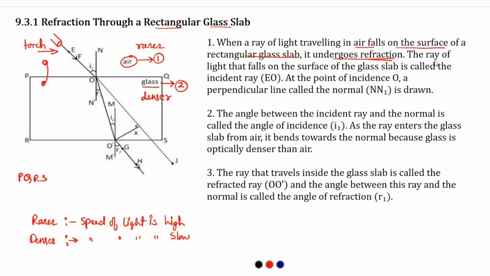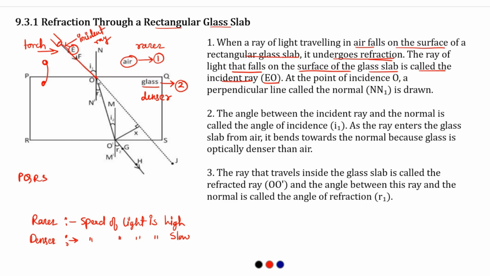The ray of light that falls on the surface of the glass slab is called the incident ray. So very important, see here. This is the ray of light which is going to fall on the glass slab. So this ray which is there in the air and which is falling on the glass slab is called the incident ray. So I'll write it here, incident ray, and it is denoted by EO. Can you see this E? This is E, and this point is called O. So EO is our incident ray.